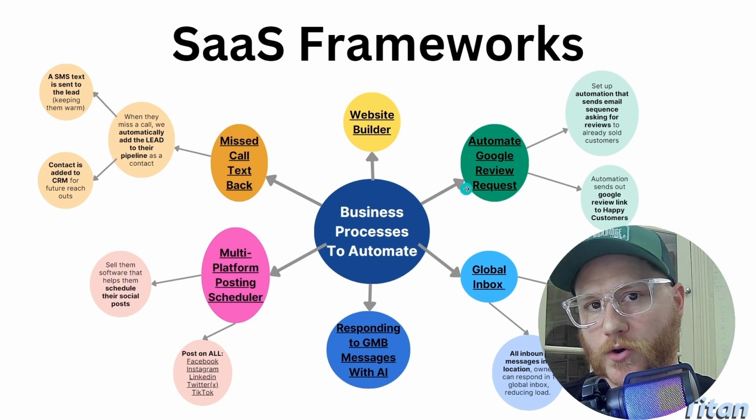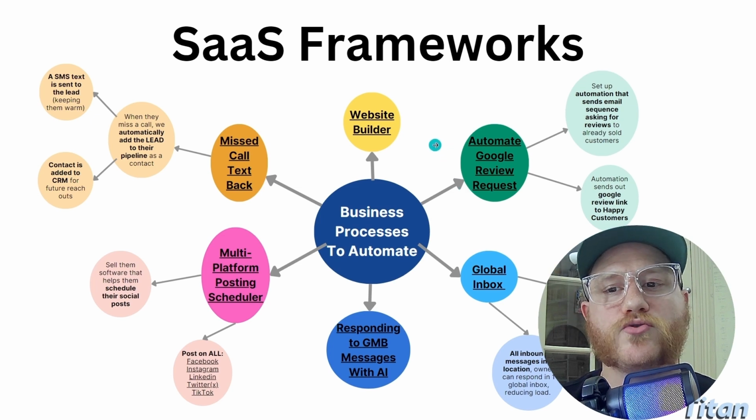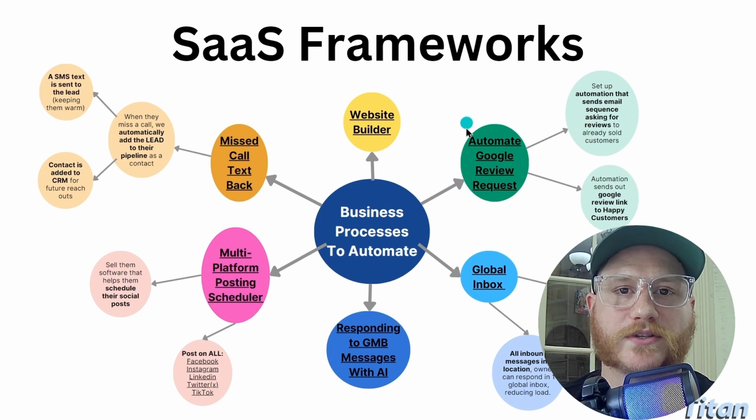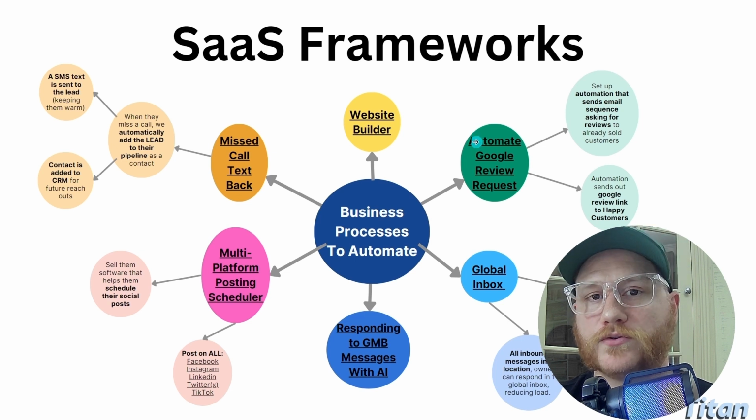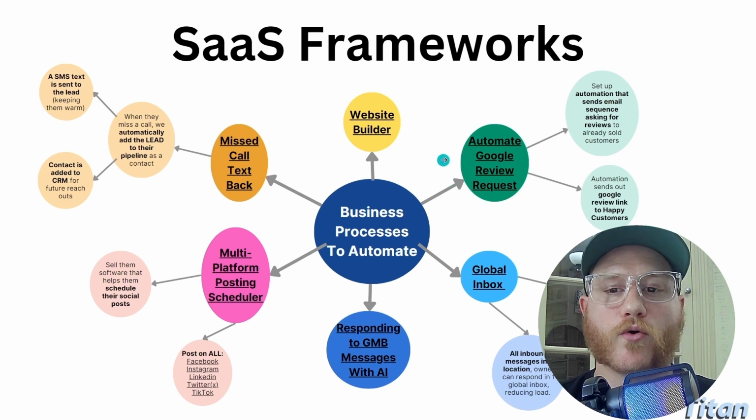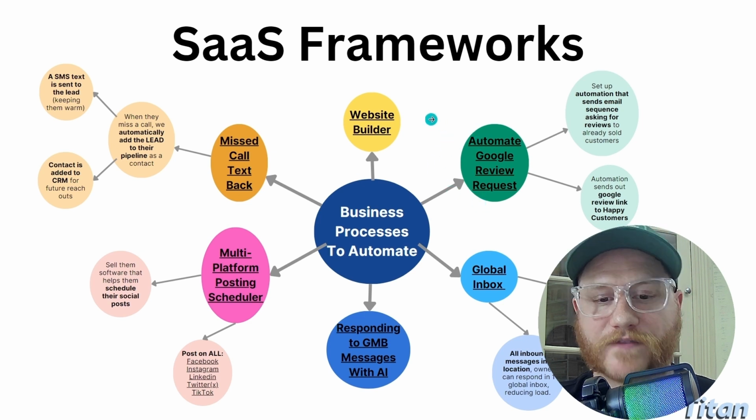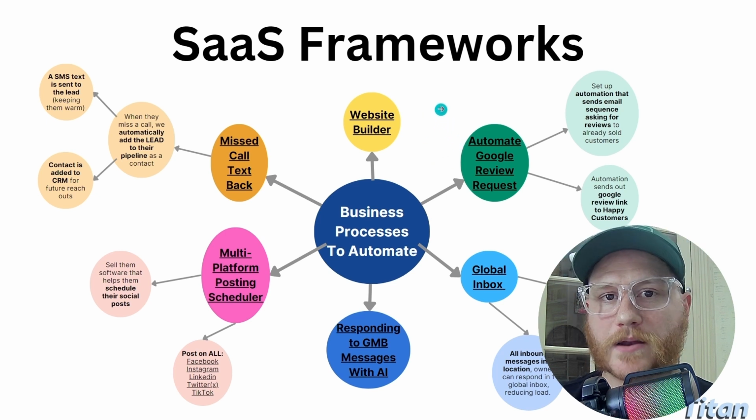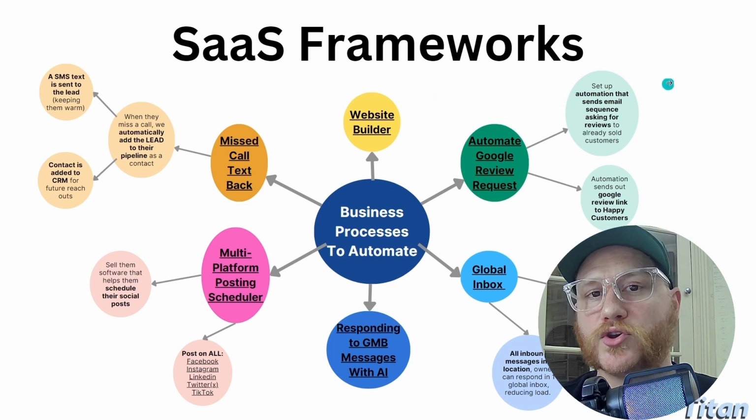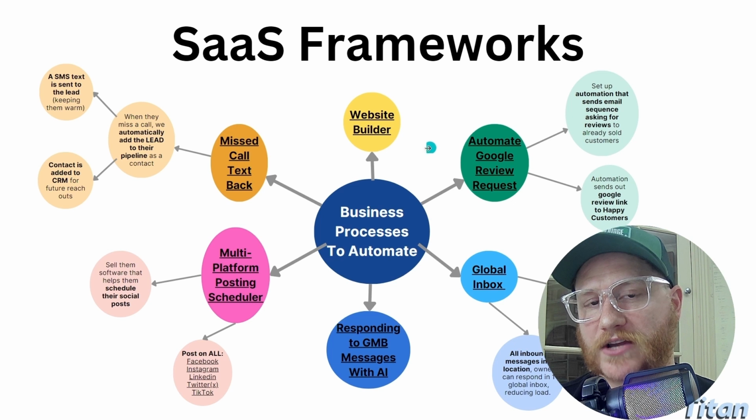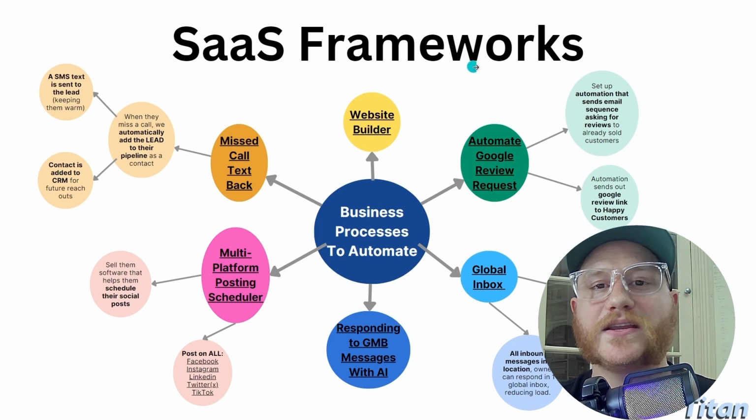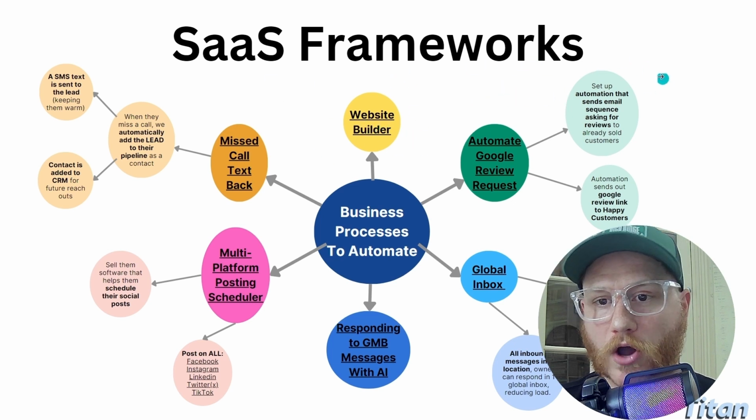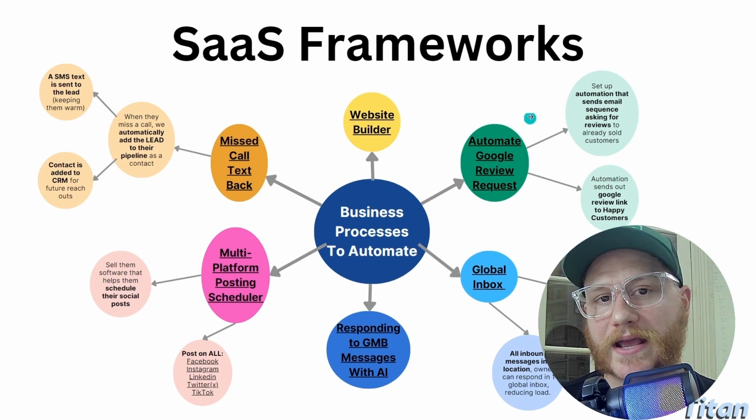Automate Google review requests. And when you do that, you set up an automation to send email sequences out asking for reviews from already sold customers. So some people call this a database reactivation campaign, and essentially you have a pre-built database reactivation campaign email sequence built inside of GoHighLevel. You take your clients or potential clients list and upload them into the top of this workflow. And as they go down through the workflow, they are prompted to go ahead and leave a review.